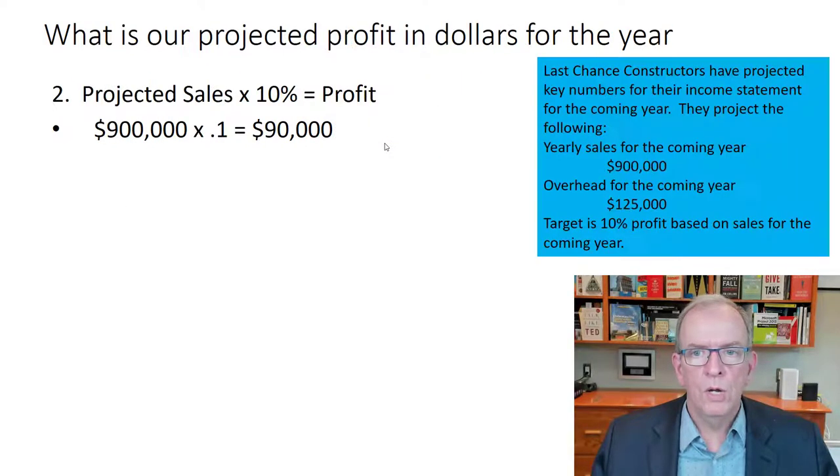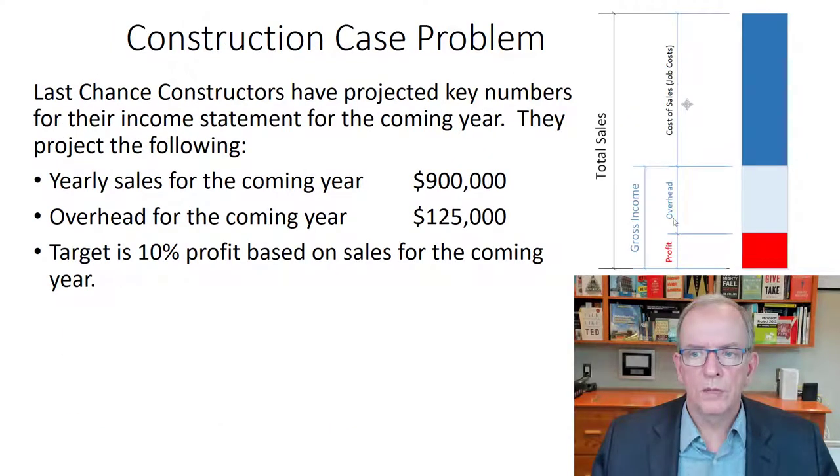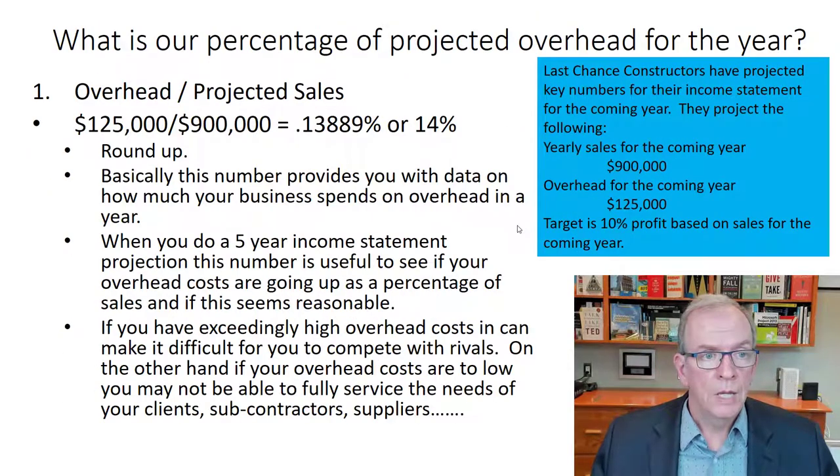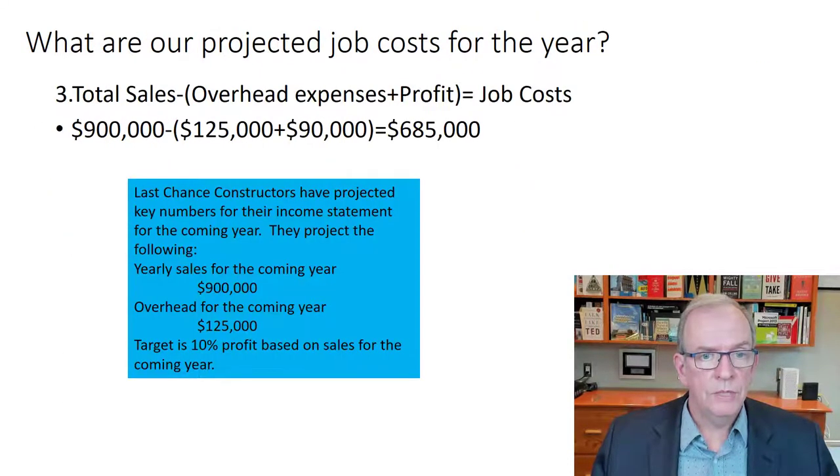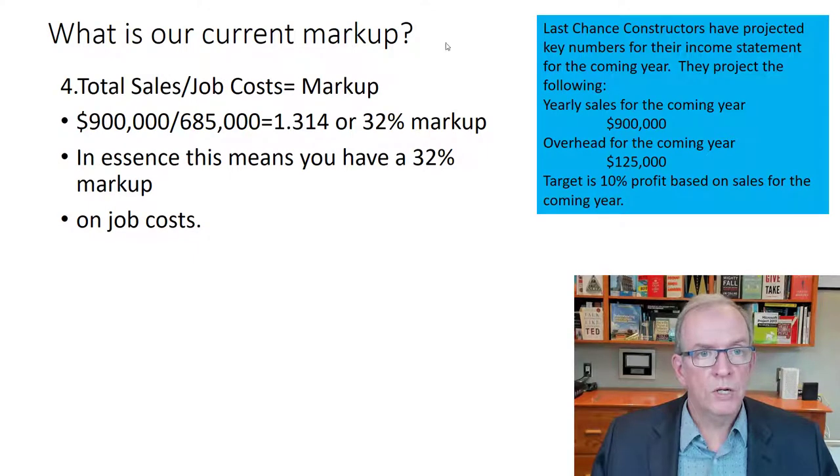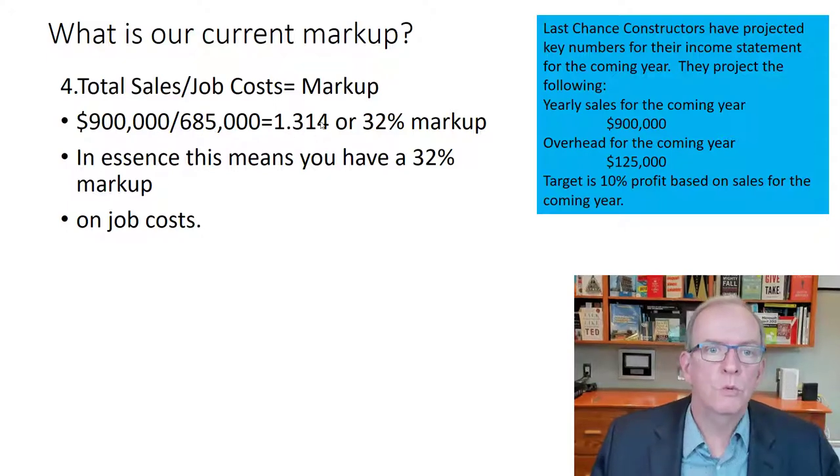So now we know all the numbers, right? Gross income is simply the addition of the overhead and the profit together. That's your gross income, also referred to as gross margin. So we figured that out. Then the next thing is, what is our current markup? We take our total sales divided by our job costs, and that'll give us our markup. So 900,000 divided by 685 gives us 1.314.